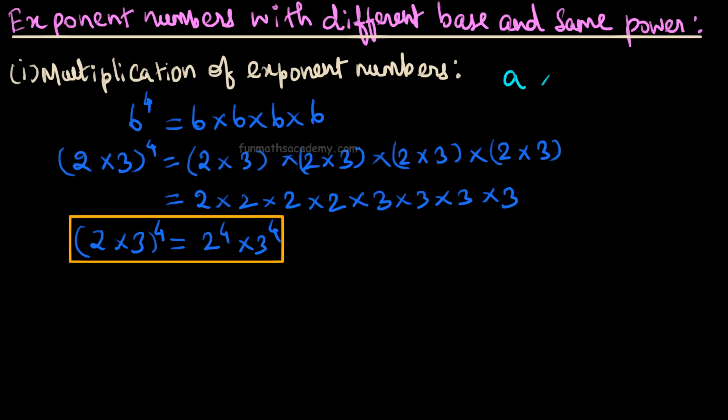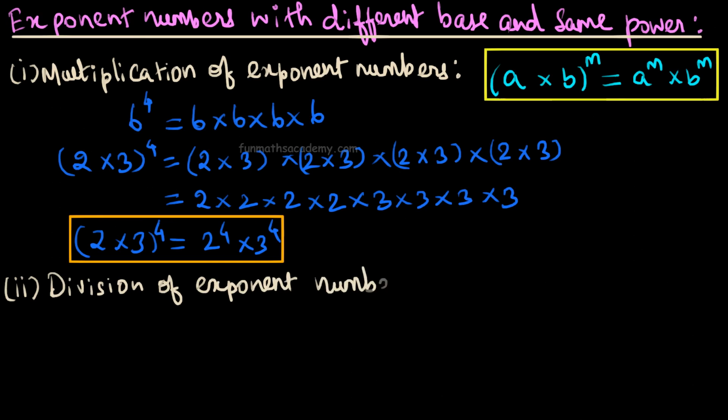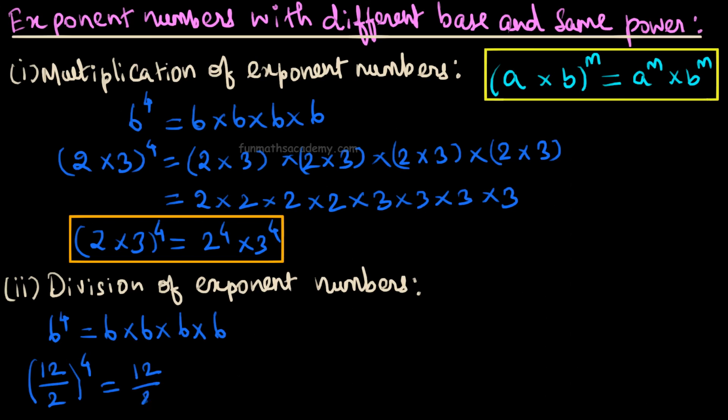For two different base numbers, if they have the same power, then the power can be written for each individual base number. Now, 6 power 4 can be written as 6 times 6 times 6 times 6. We can write each 6 as 12 upon 2. We get 12 upon 2 the whole power 4 is equal to 12 upon 2 times 12 upon 2 times 12 upon 2 times 12 upon 2.